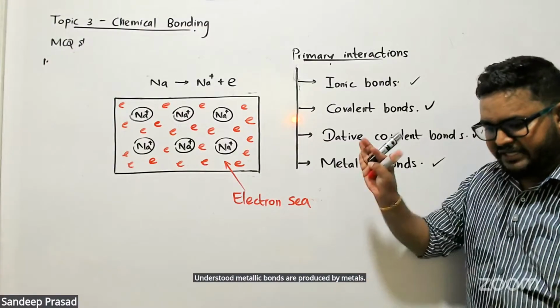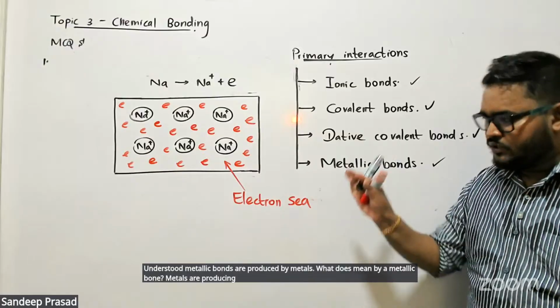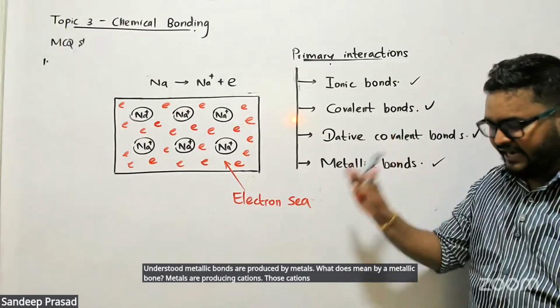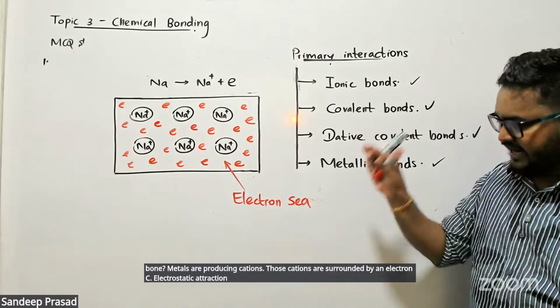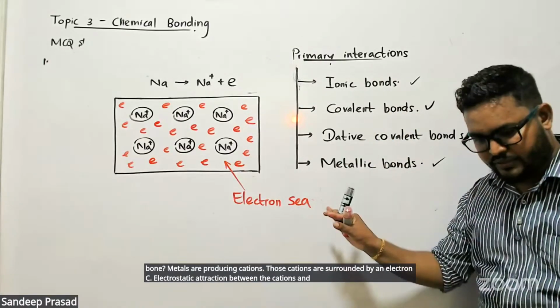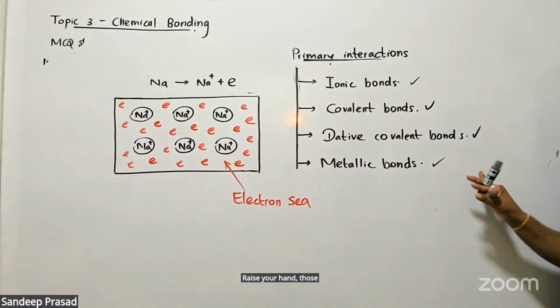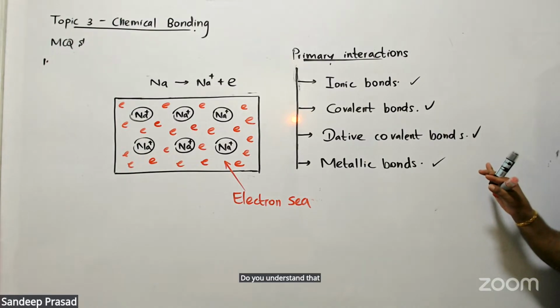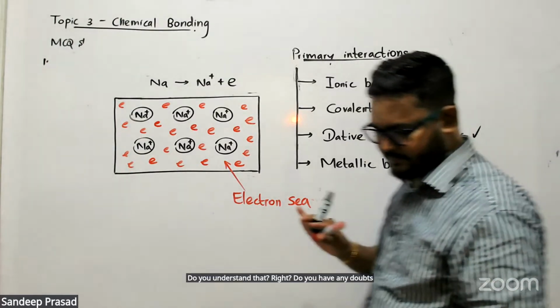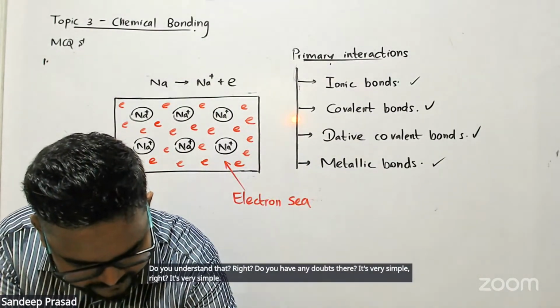What does it mean by a metallic bond? Metals are producing cations. Those cations are surrounded by an electron sea. Electrostatic attraction between the cations and that electron sea is known as a metallic bond. Raise your hand those who understood the definition for the metallic bonds quickly. Do you understand that? Do you have any doubts there? It's very simple, right? Do you have any doubts there?